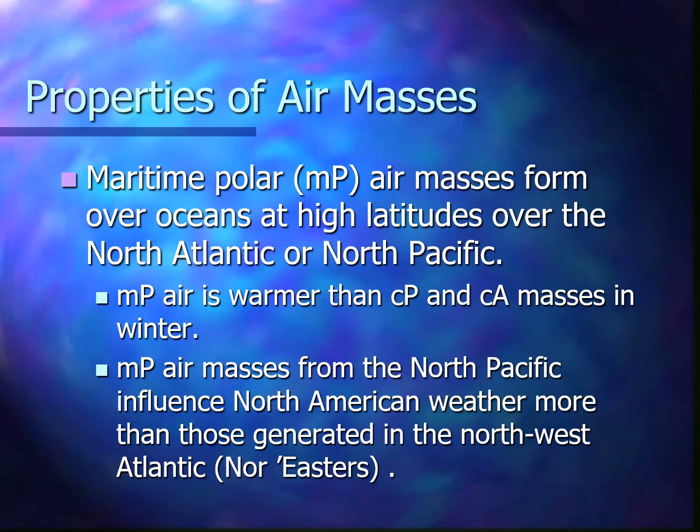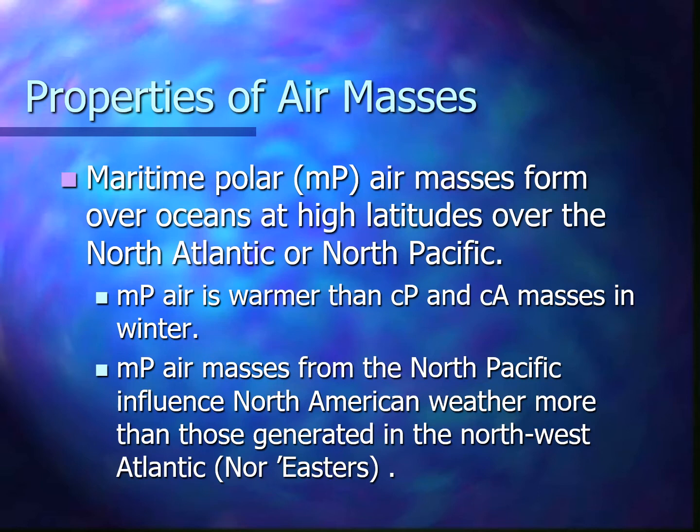Okay, so just some additional information here. Maritime polar air masses form over the oceans at high latitudes, North Atlantic or North Pacific. So we can say that maritime polar air is warmer than continental polar air, even though they're both polar. Why is that? Because remember that water holds on to warmth much better than land. So the MP air is warmer than CP and warmer than continental Arctic air masses in winter.